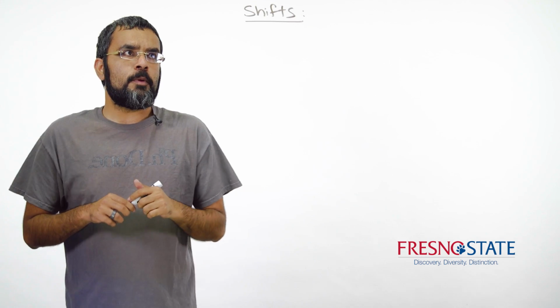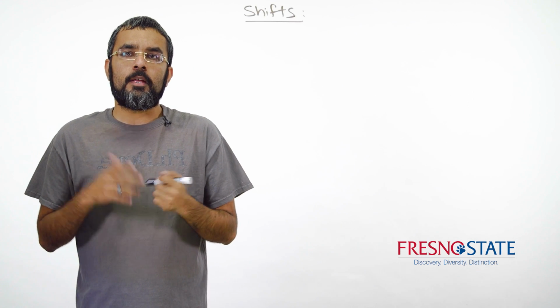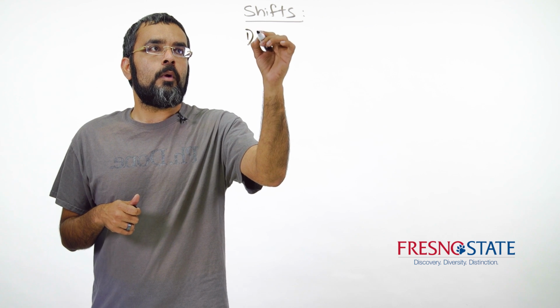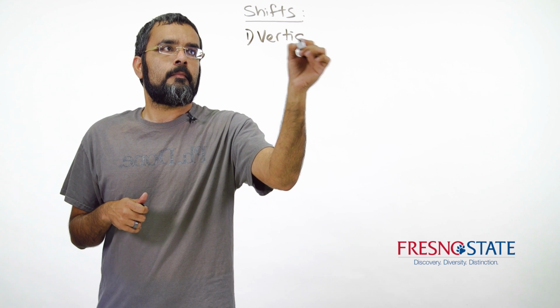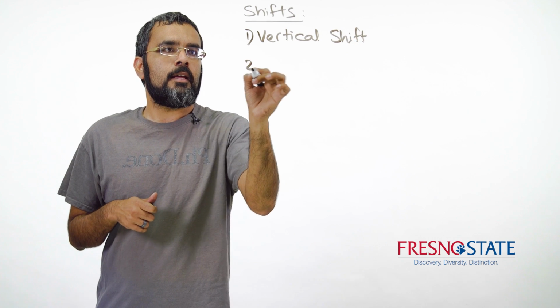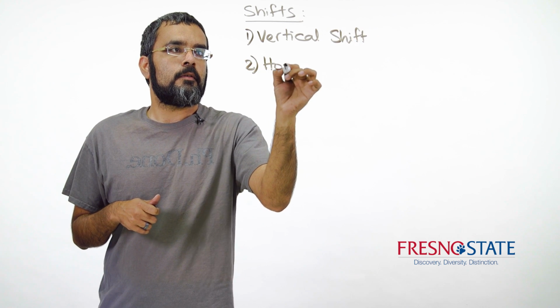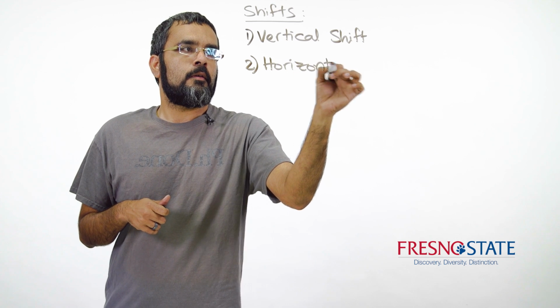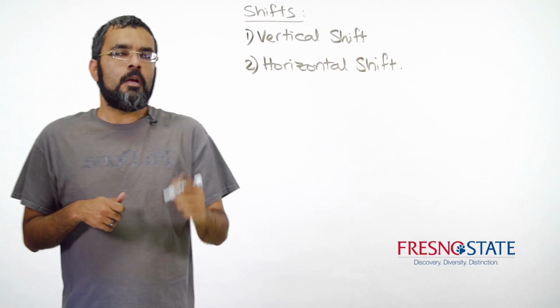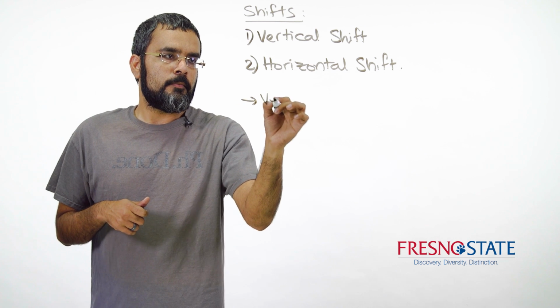The first transformation that we're going to do is shifts. Now there are two types of shifts that we're interested in. One is what we call the vertical shift, and second is what we call the horizontal shift. Okay, so let's see, what is the vertical shift?